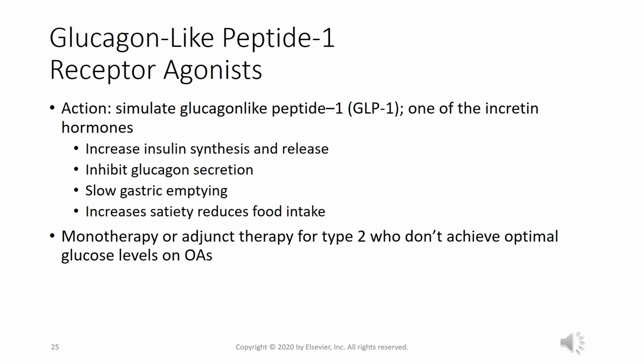So, glucagon-like peptide-1 receptor agonists. They increase insulin synthesis, they inhibit the glucagon secretion, and they slow gastric emptying, so clients feel full sooner and it decreases oral consumption. So it does stimulate weight loss and really is having good results. This can be therapy for clients that are type 2, that are on perhaps several classes of oral agents and not getting good glucose management, and this is an alternative to going on insulin.